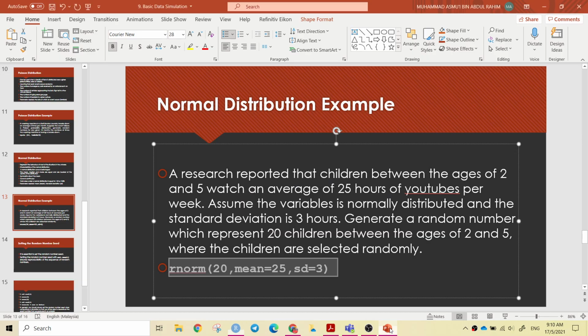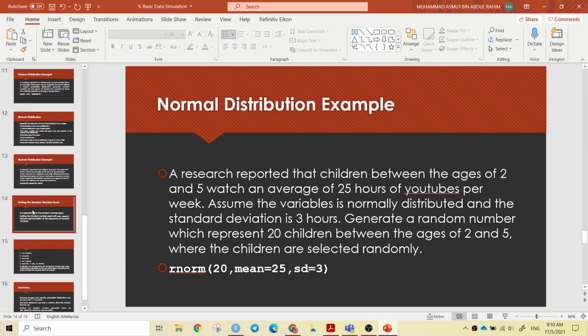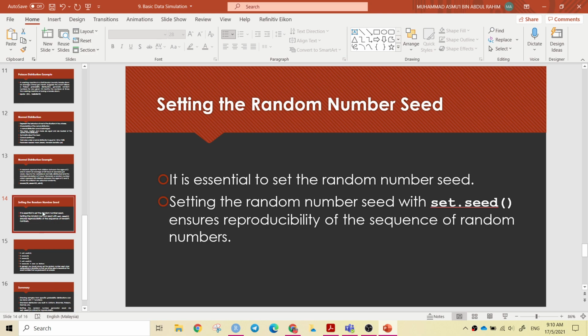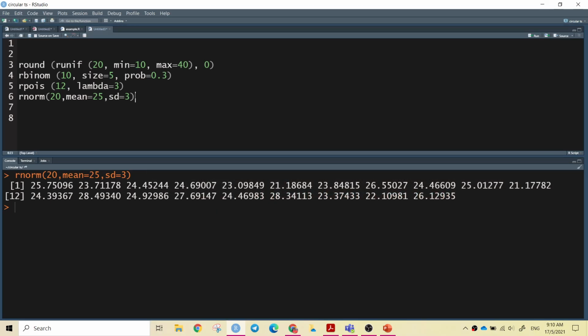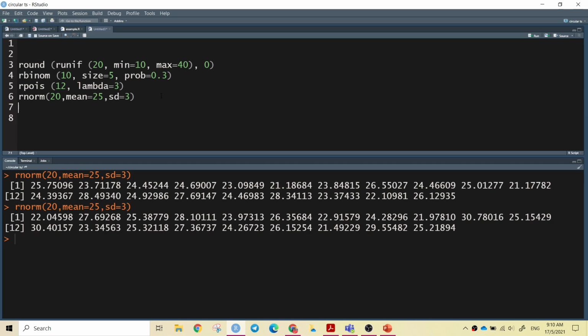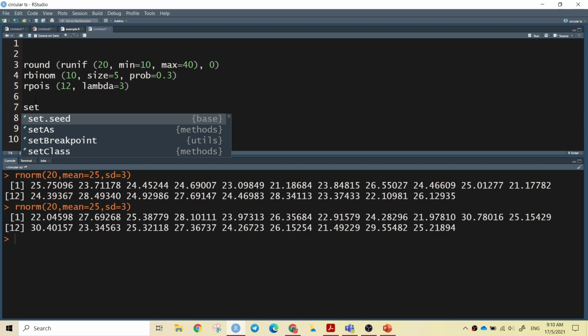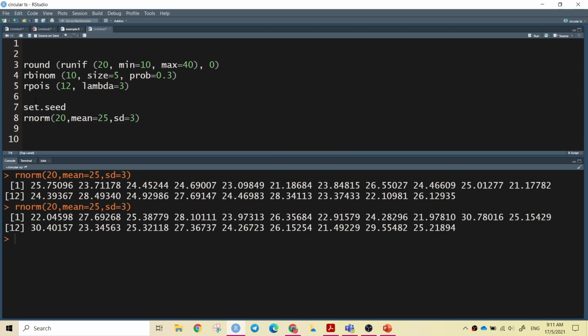Okay, and for this topic, the last point that I want to show you is setting the random number seed. What is the random number seed? As we can see here, if I keep running or keep generating this random number, every time I run, every time I generate, I will get a different output. So what if I want to reproduce the same output? You have to put the set seed function before you run the random number generation. And you can choose any number. As an example, I use 12 here.